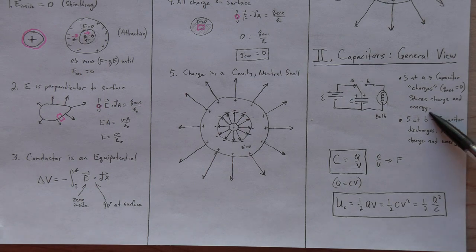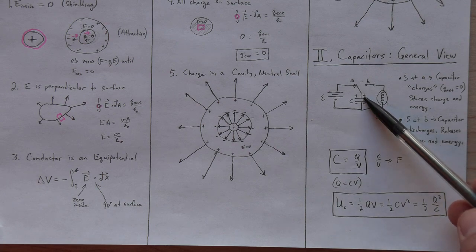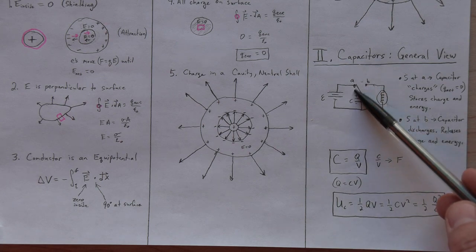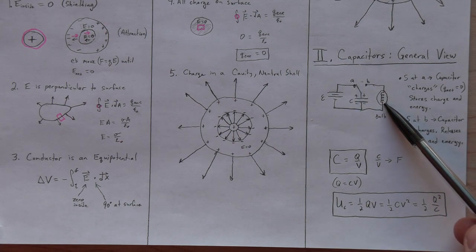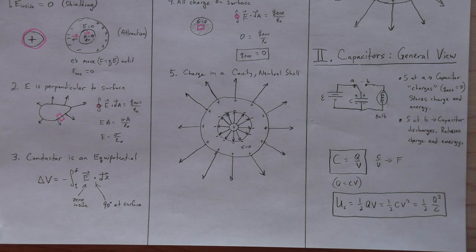But it also stores charge and energy, okay, because when I flip the switch to position B, the capacitor discharges. The current goes around and goes through this bulb and lights it up, and light is energy. It also makes heat. So that means the capacitor released charge and energy into the bulb.